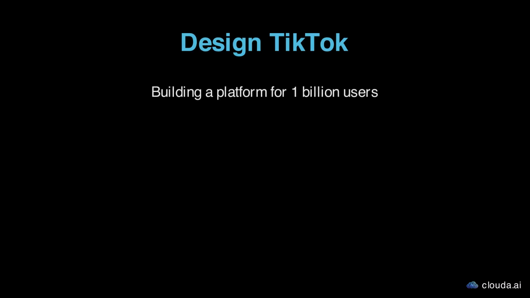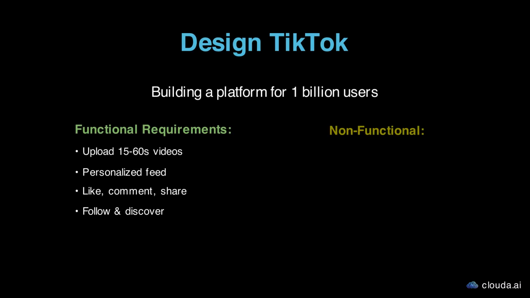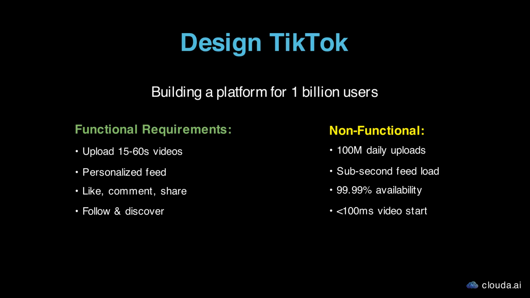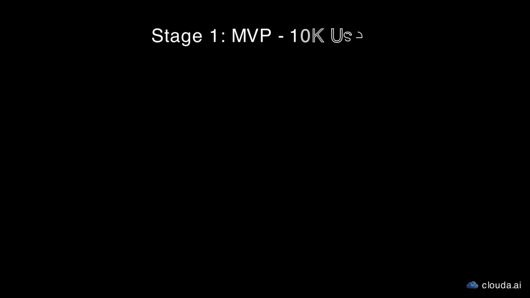We're designing TikTok, a short-form video platform serving 1 billion users globally. It needs to handle uploads, personalized feeds, social interactions, and discovery. The system must process 100 million daily uploads with sub-second feed loads, 99.99% uptime, and lightning-fast video playback under 100 milliseconds. Let's start with the MVP architecture for TikTok.